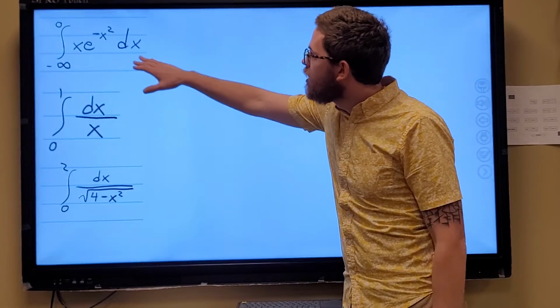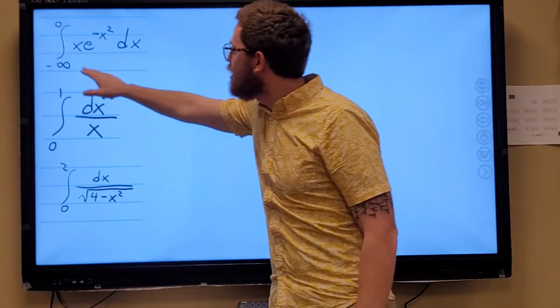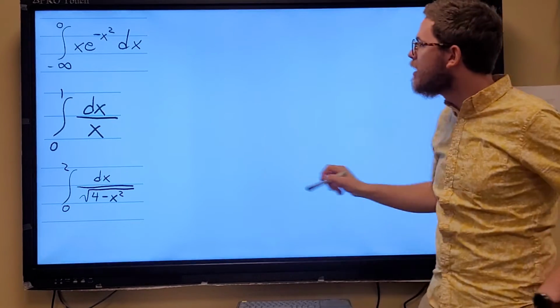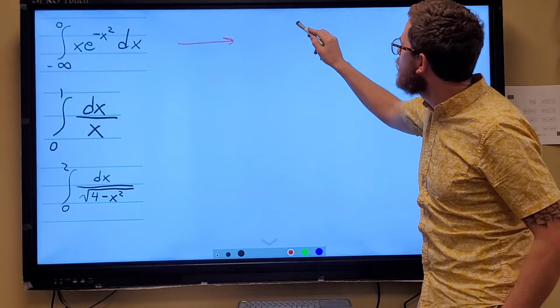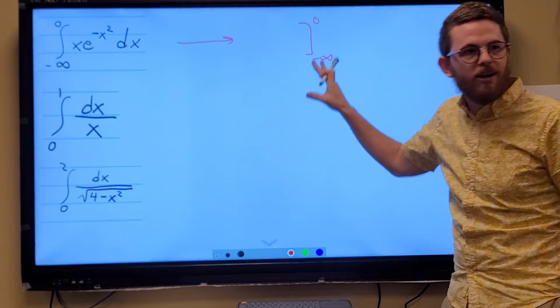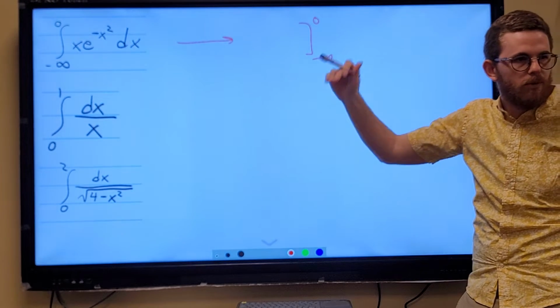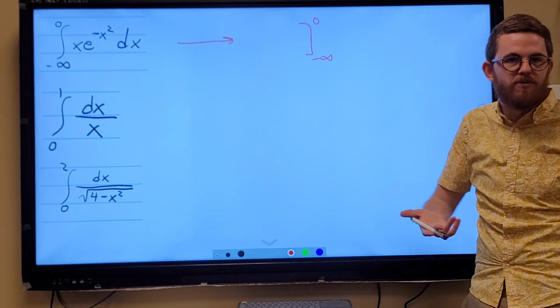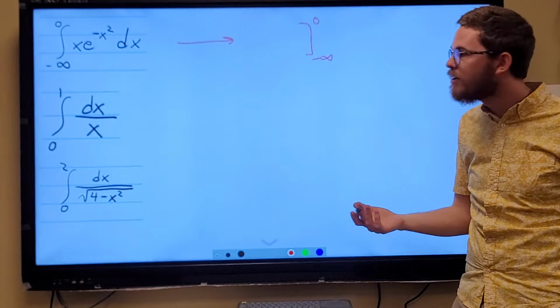So notice that if we were to try to integrate this and just apply our fundamental theorem of calculus, then at the end of this thing, we would get at some point a negative infinity that we have to plug into our function. We can't just direct substitute infinity. That doesn't make any sense.